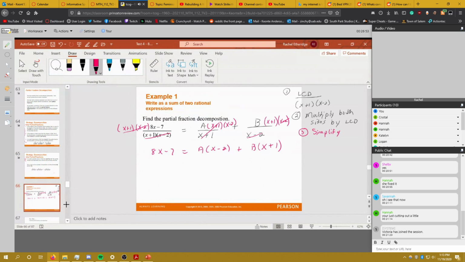So I found the least common denominator, which is always going to be this denominator on the left. Multiply both sides by the least common denominator and simplify.